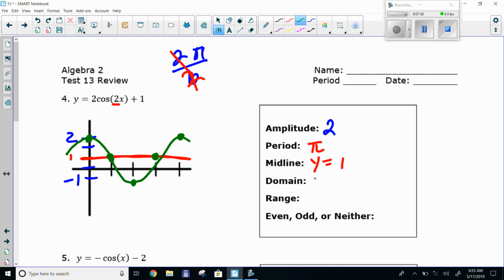So again, domain is always negative infinity to infinity. The range is going to be from -1 to 2. And then it's a cosine shape, so we know that all cosine shapes are even.